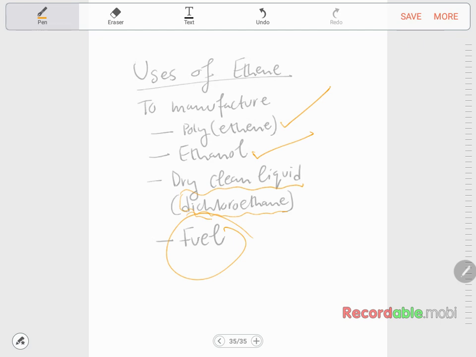So I think I'm going to end the video here. In part number 10, I'll be talking about the addition reactions of alkenes, which is water and hydrogen, steam, hydrogen and halogens.